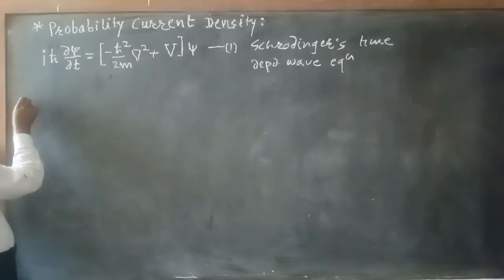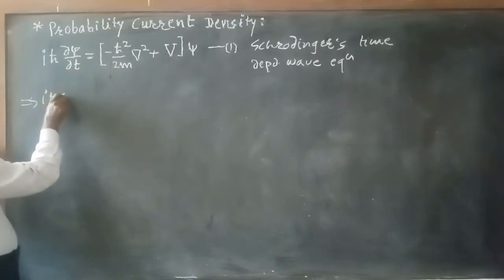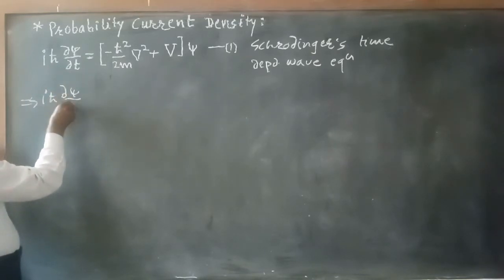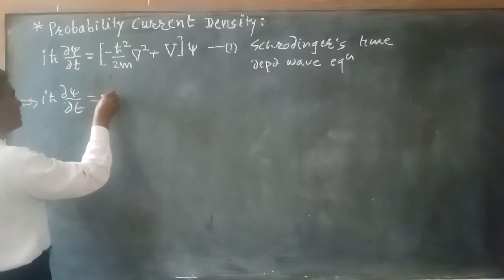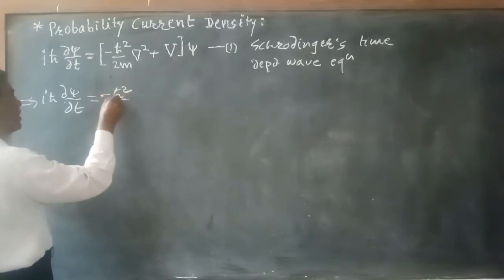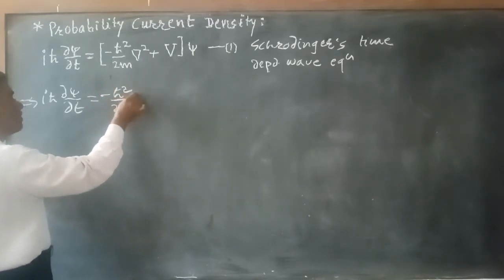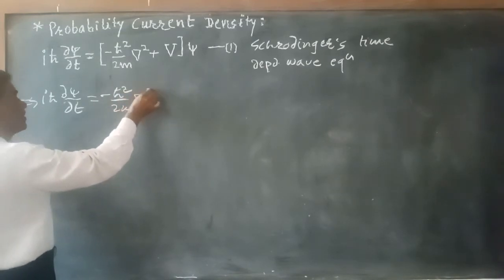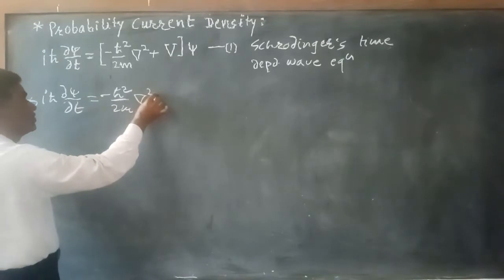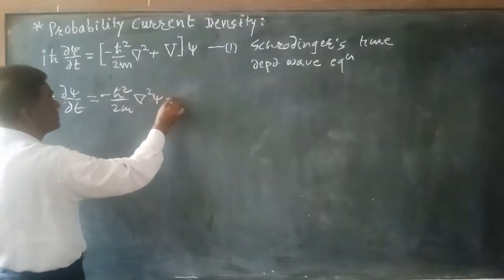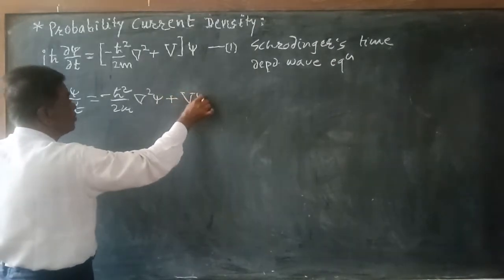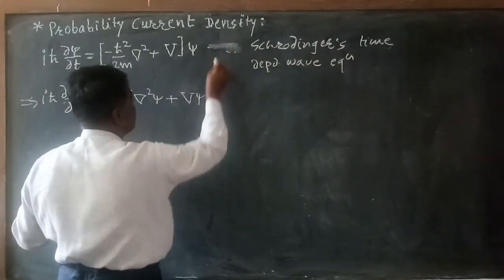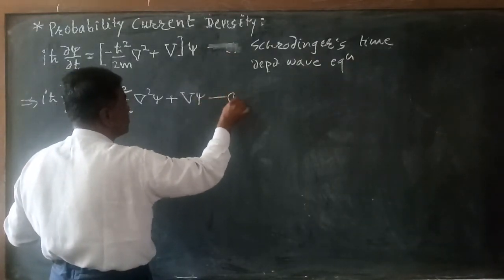So this equation can be represented as: i h cut delta psi divided by delta t is equal to minus h cross square divided by twice m into del square psi, plus the potential energy term, capital V into psi. Suppose this is equation number 1.